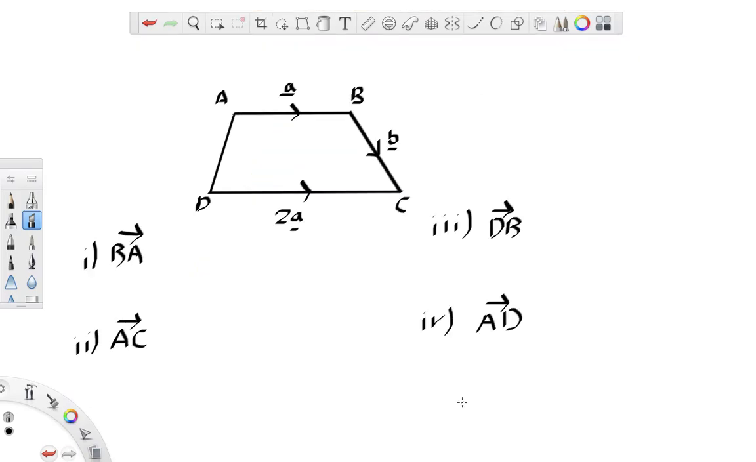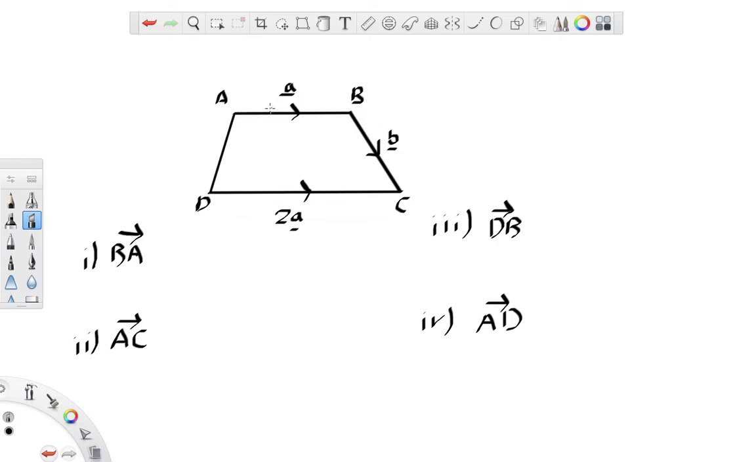Moving on from the triangle that we've just started with, we've now got a trapezium. So this trapezium is the trapezium ABDC. So A to B is defined by the vector A, B to C is defined by the vector B, and then D to C is defined by the vector 2A.